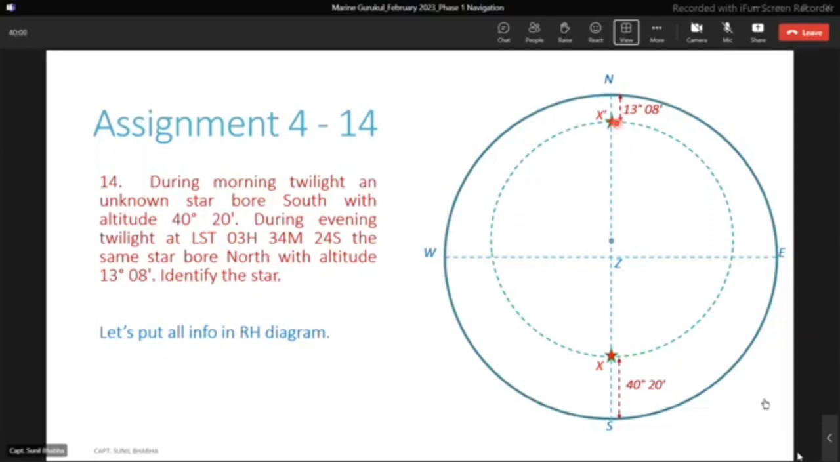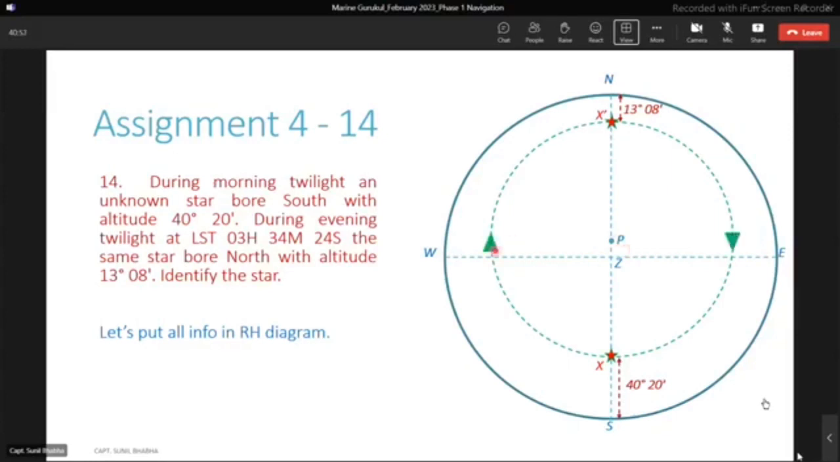Now we are aware that at the center of all declination circles is the pole. So let's mark off the center of this particular circle. The center will be north of Z because you see SX distance is 40 20, which is much greater as compared to NX dash, which is only 13 08. So the circle is offset to the north. The center will be north of the zenith. And the center of the circle has to be the pole. We are aware that all the declination circles are centered at the pole.